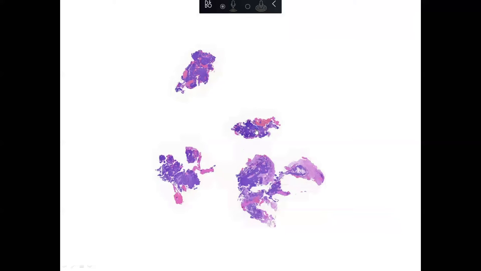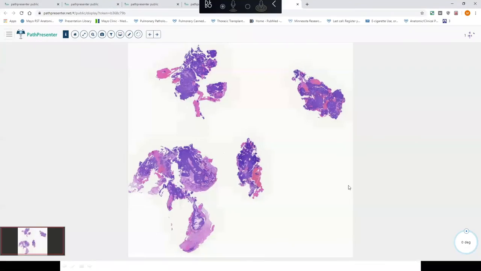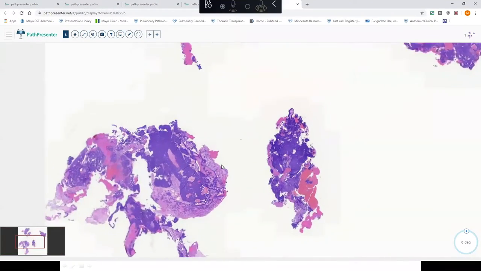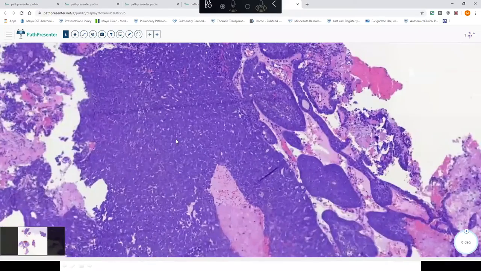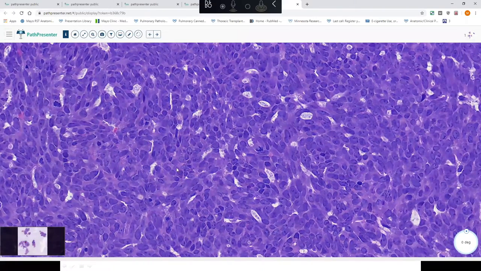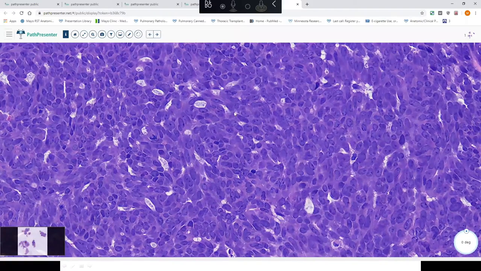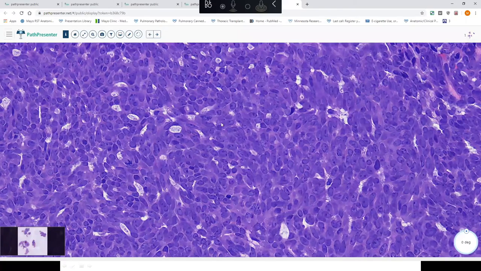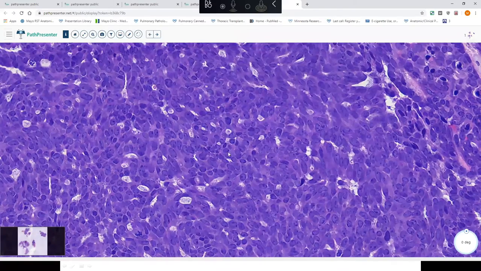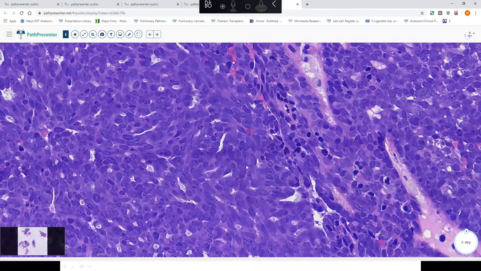Okay, so moving on to our next lesion here. We have some small biopsies, and as you can see at low power, they have a really blue appearance to them. As we zoom down, you can see once again we have these cells that have a high nuclear to cytoplasmic ratio. But in contrast to our small cell case, we do have some prominent nucleoli in this case. So that should take us away from the diagnosis of a small cell. We're really not seeing great nuclear molding.